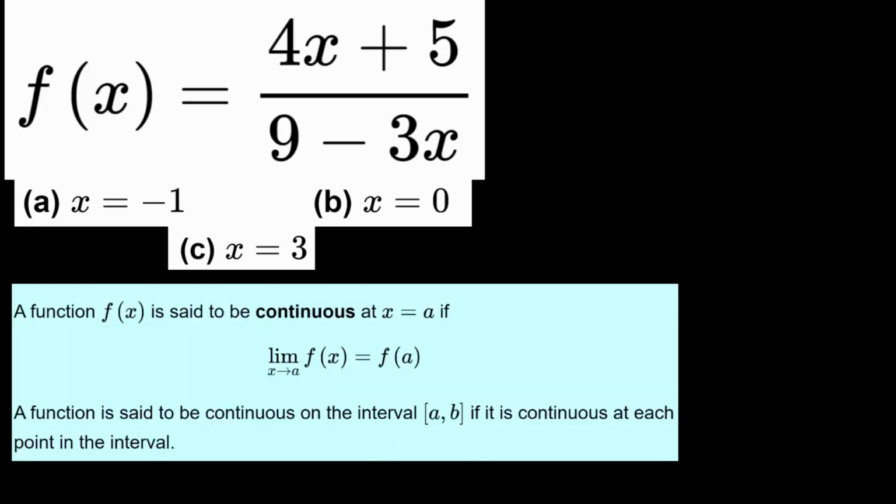And with this definition, we can say that a function is continuous at a specific point if the limit as x approaches that a value is equal to the function evaluated at that a value. And a function is continuous on an interval if it's continuous at each point in the interval. And this definition might be a little bit confusing. So let's look at a few different examples.